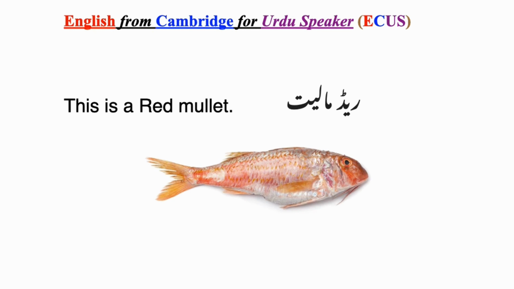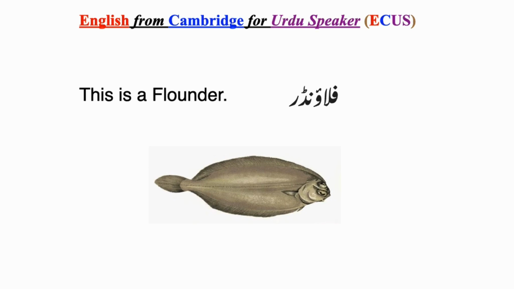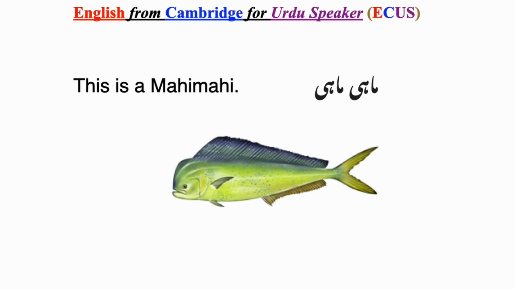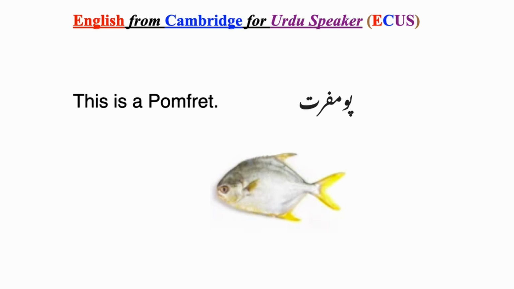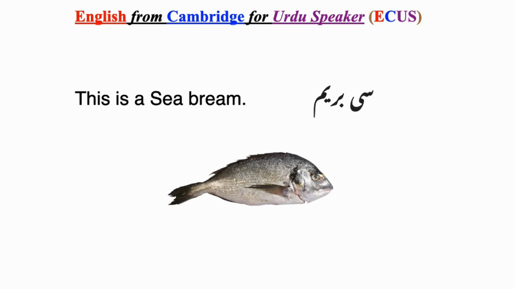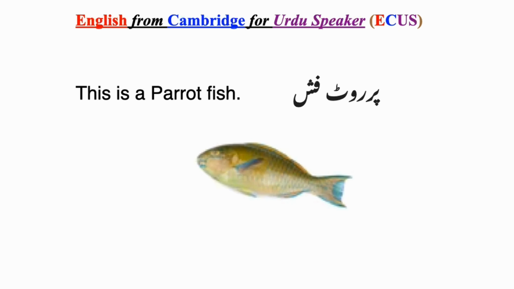This is a red mullet. This is a flounder. This is a mahi-mahi. This is a dab. This is a pomfret. This is a sea bream. This is a parrotfish.